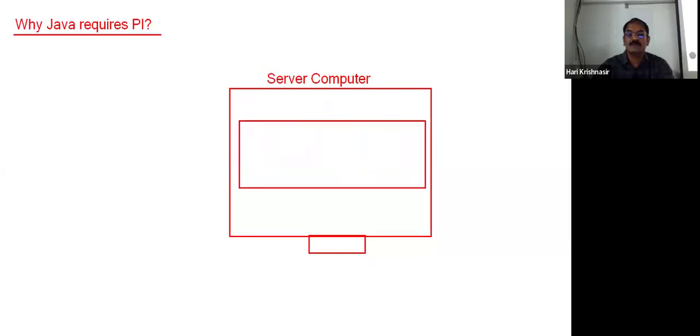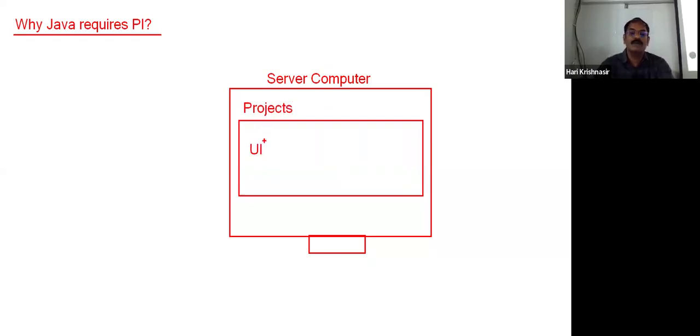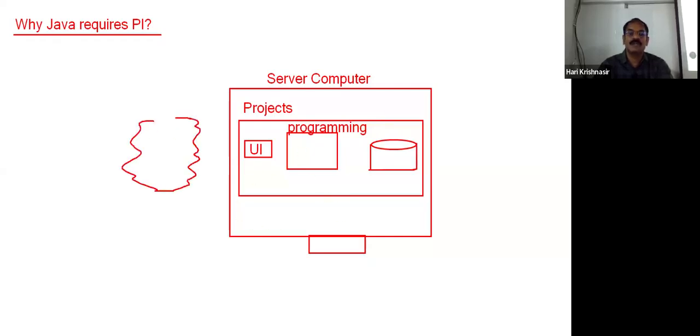This is the project. A project contains how many parts? 3 parts. Number 1, UI. Number 2, programming. Number 3, database. Okay. And now this project is given access to the entire world via network.